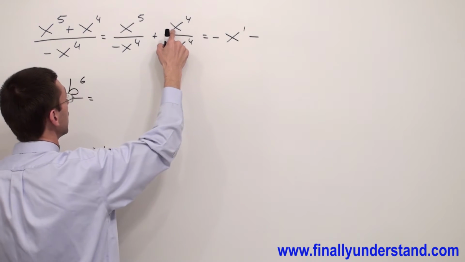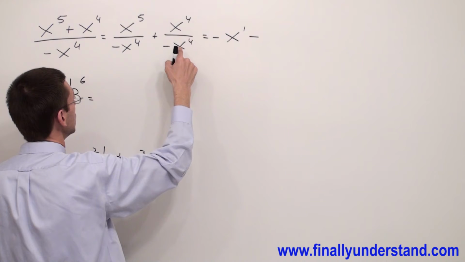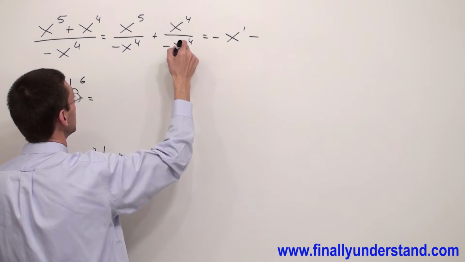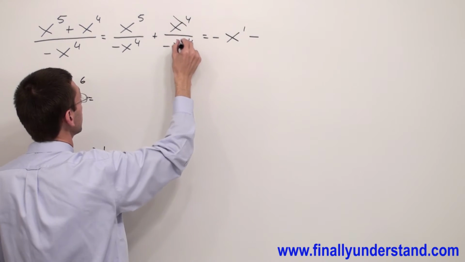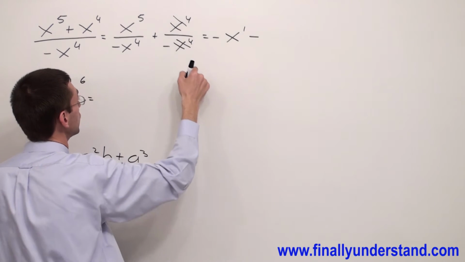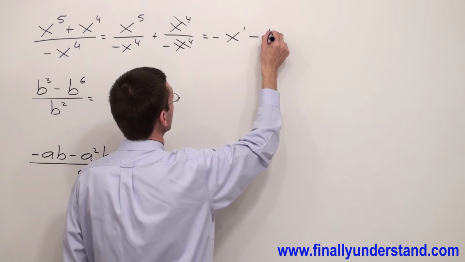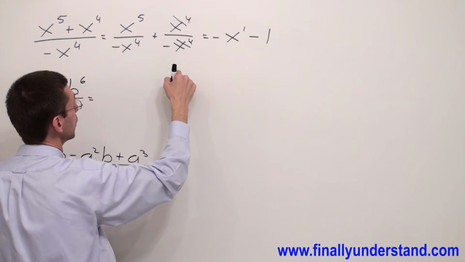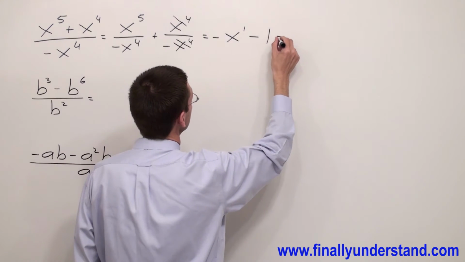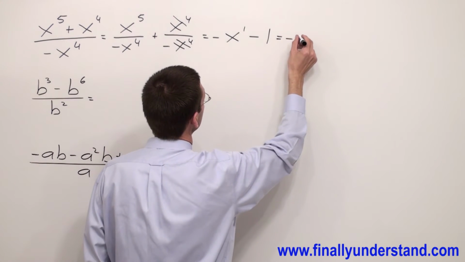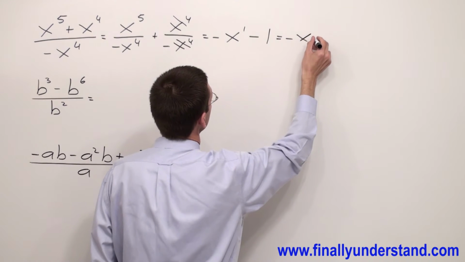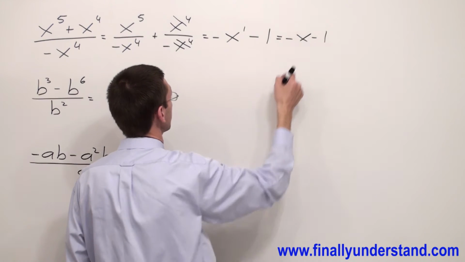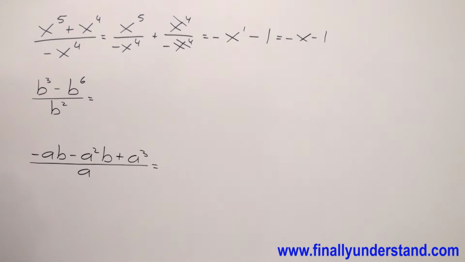Because I have x to the fourth in the numerator and x to the fourth in the denominator, they have exactly the same terms, they are going to cancel out each other. So this fraction is going to be equal to 1. That's why I'm going to write minus 1, because x to the fourth divided by x to the fourth is 1. I can rewrite my answer as negative x minus 1, because we don't write exponent 1. This is the solution to my first problem.